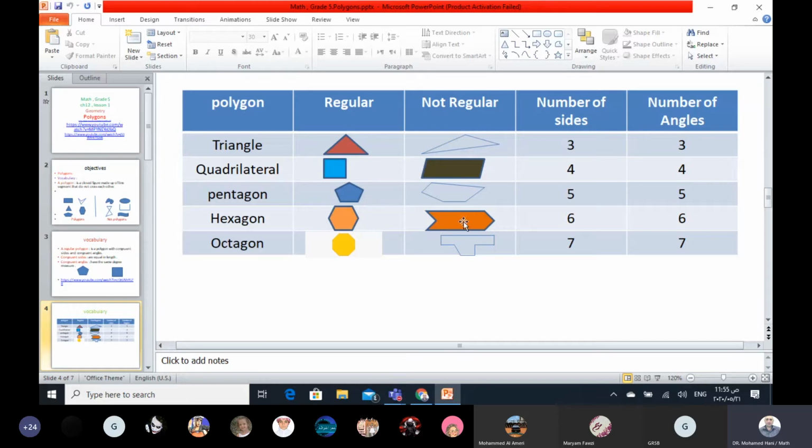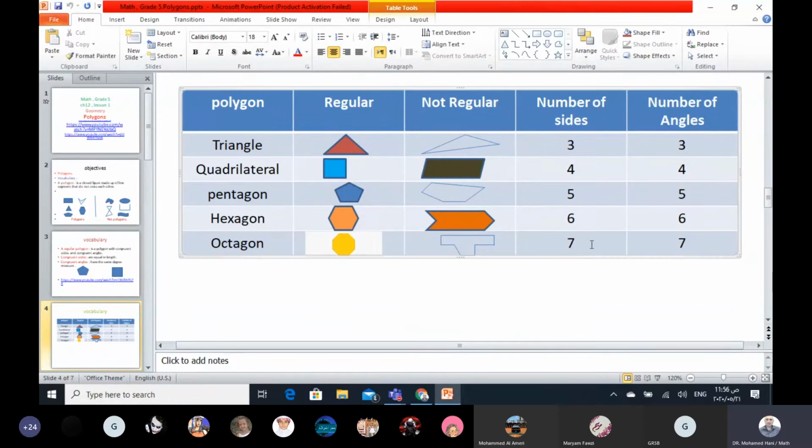So this is a hexagon but not regular. Why? Because we have different sides and different angles. What is the number of sides here? 6, and the number of angles will be 6.